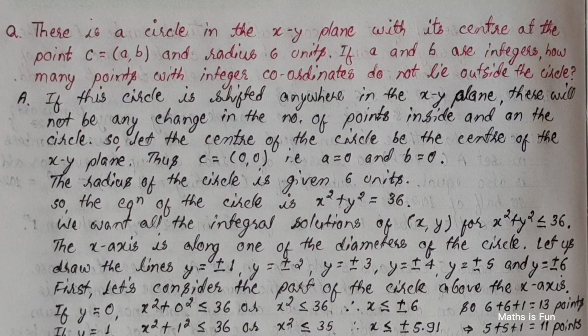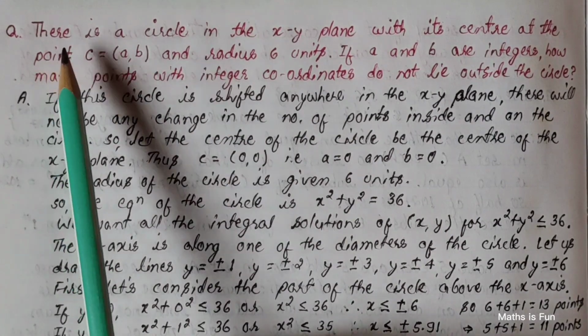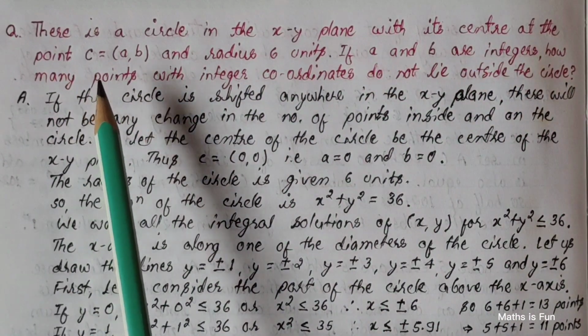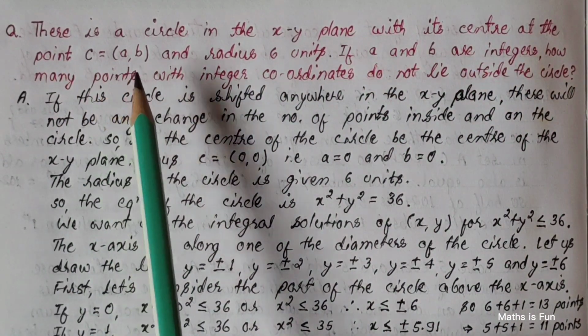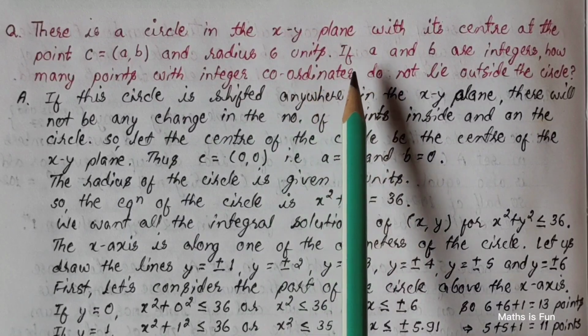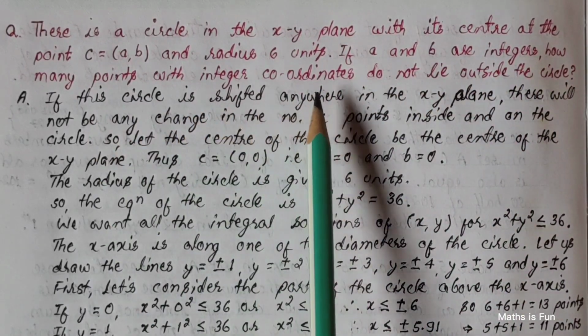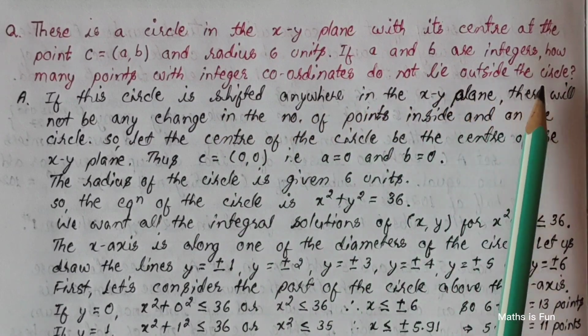This will be a video on coordinate geometry. So the question is, there is a circle in the xy plane with its center at the point C equals (A, B) and radius 6 units. If A and B are integers, how many points with integer coordinates do not lie outside the circle?